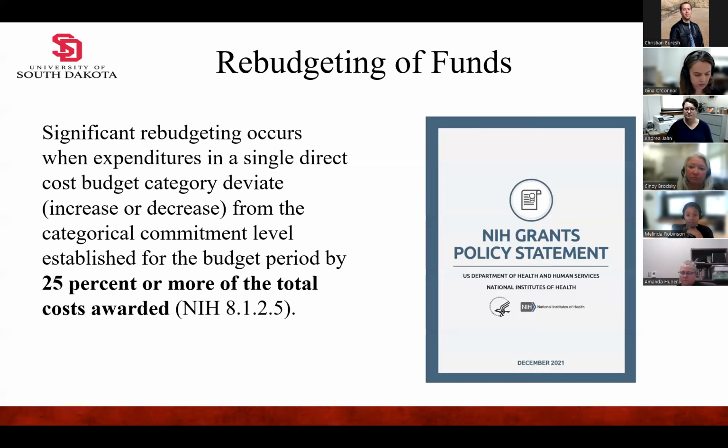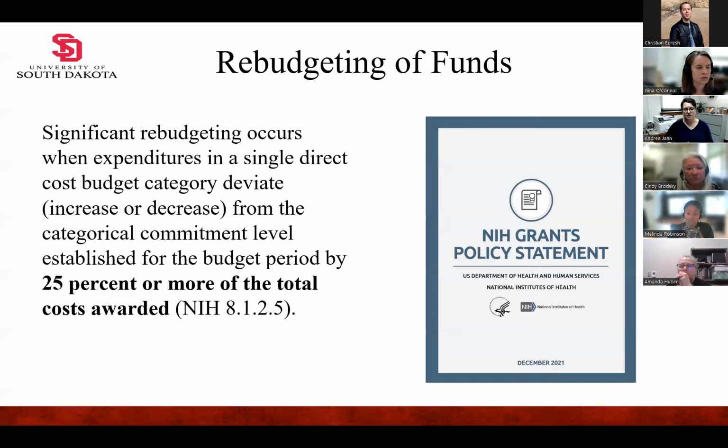So what we're looking at is typically a major change from personnel to other expenditures. We kind of put them into those two big categories, personnel expenses versus other expenditures.